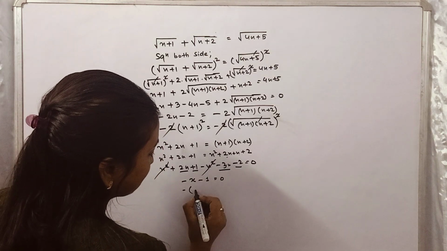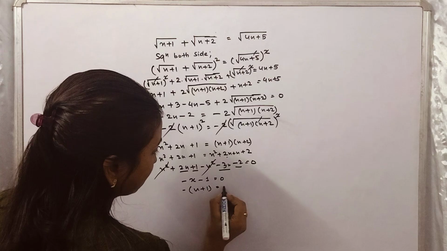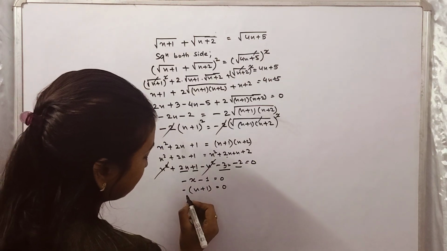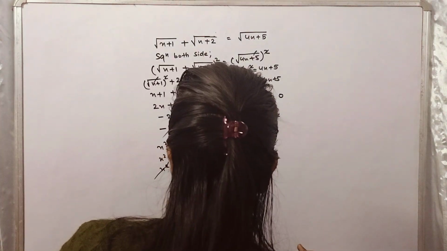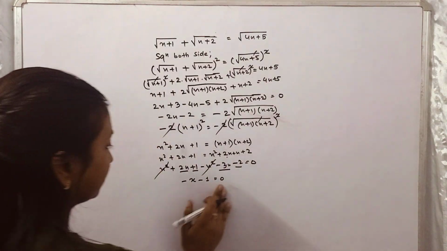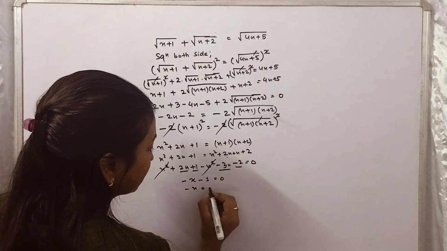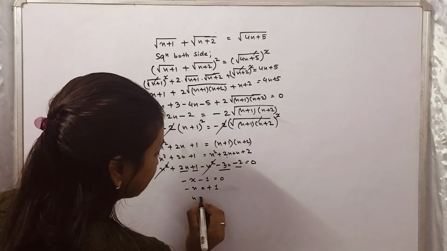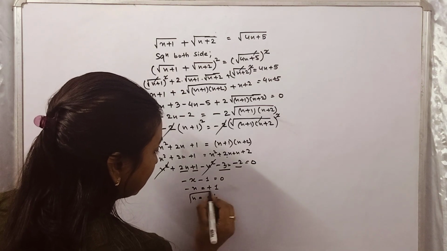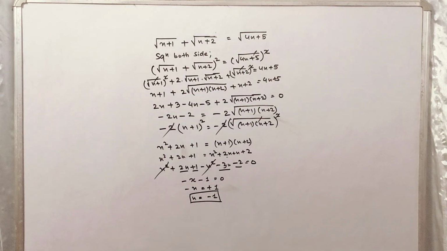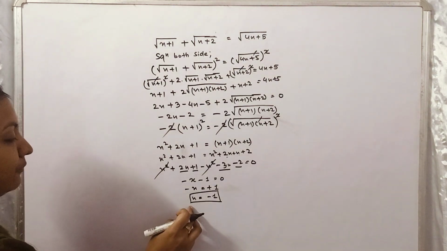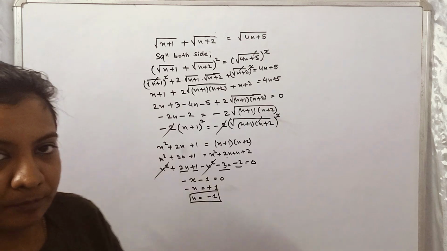So when you take minus common, we will have x plus 1 is equal to 0. Or what you can do, minus x is equal to positive 1, x is equal to minus 1. Therefore, we got the value of x equal to minus 1. I hope you understood how we got this value. So the final value of x is equal to minus 1.